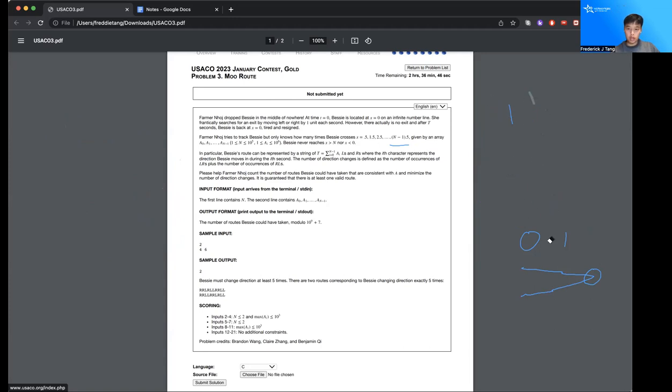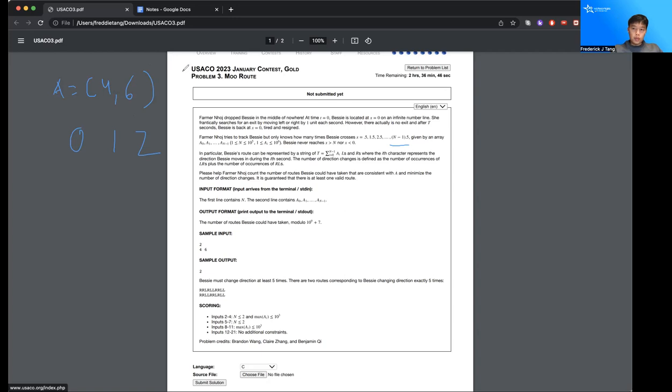So in the sample input, n is 2, which means that Bessie will never go to any location more than 2. So she's either going to be in 0, 1, or 2 for her entire path. And then the A array, A equals 4, 6. So she crosses 0.5 four times, and she crosses 1.5 six times. So how many paths are there that minimize the number of direction changes?